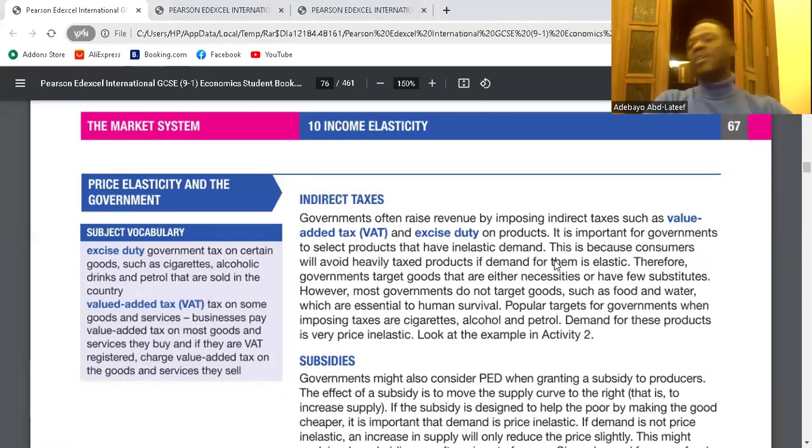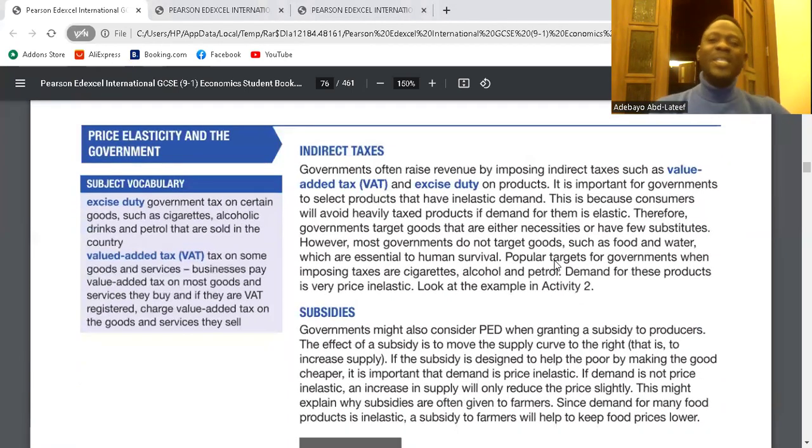Price elasticity and the government. Government often raises revenue by imposing indirect taxes such as value-added tax (VAT) and excise duty on products. It is important for government to select products that have inelastic demand. This is because consumers will avoid heavily taxed products if demand for them is elastic. Therefore, government target goods that are either necessities or have few substitutes.